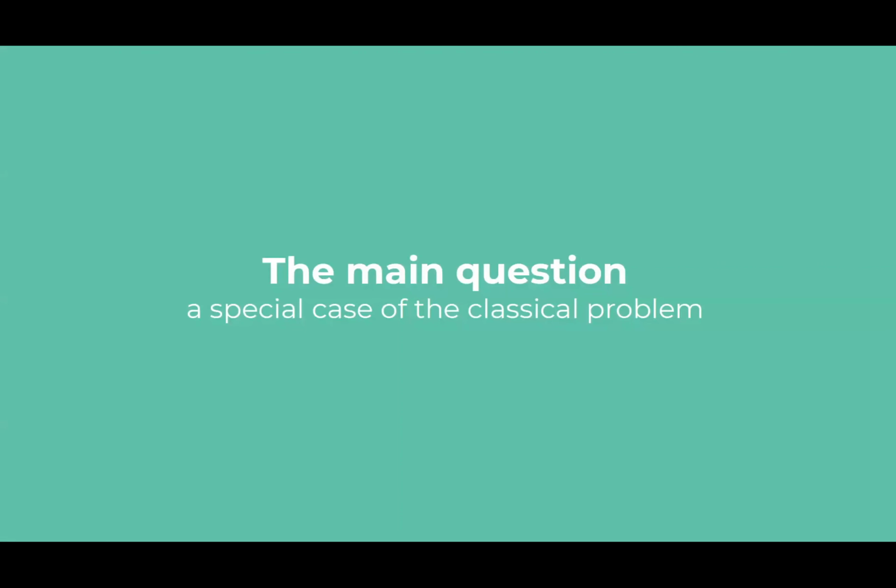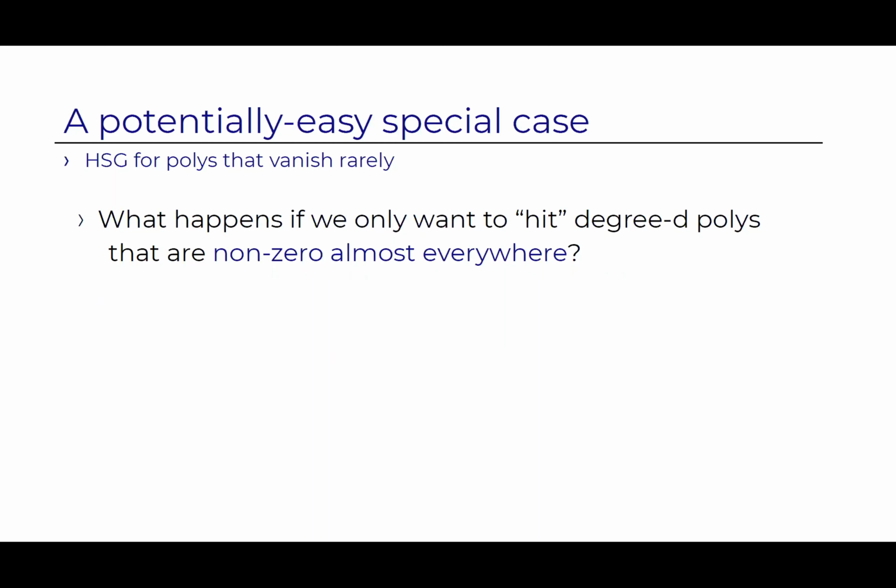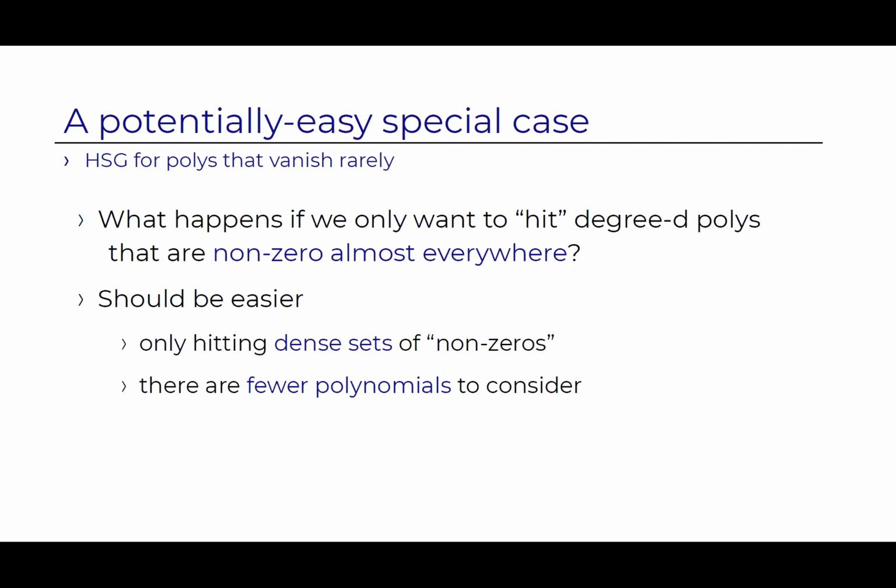So what's the special case that I want to present in this talk? We're going to ask what happens if we only want to hit those degree d polynomials whose non-zero set is huge. These are polynomials that vanish very, very rarely. They have very few zeros. And it should be very easy. First of all, we only want to hit very dense sets of non-zeros instead of all sets of non-zeros. And secondly, there are simply fewer such polynomials. So before going into parameters, this is an intuitively easier problem.